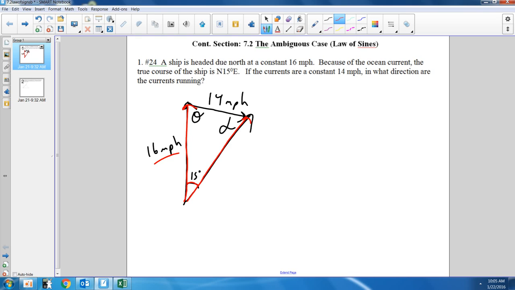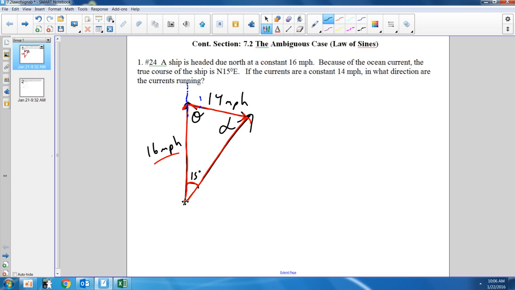It's saying draw the initial and then the final and then connect them with the impact. So the connection is going to be the currents. The currents are going to connect the two at 14 miles per hour. The question is, in what direction are the currents running? So what that really means in terms of what we're trying to solve for is going to be focusing on this direction, but as a bearing. The bearing is either going to be off the south end or off the north end, depending upon what the angle is up here. All right.